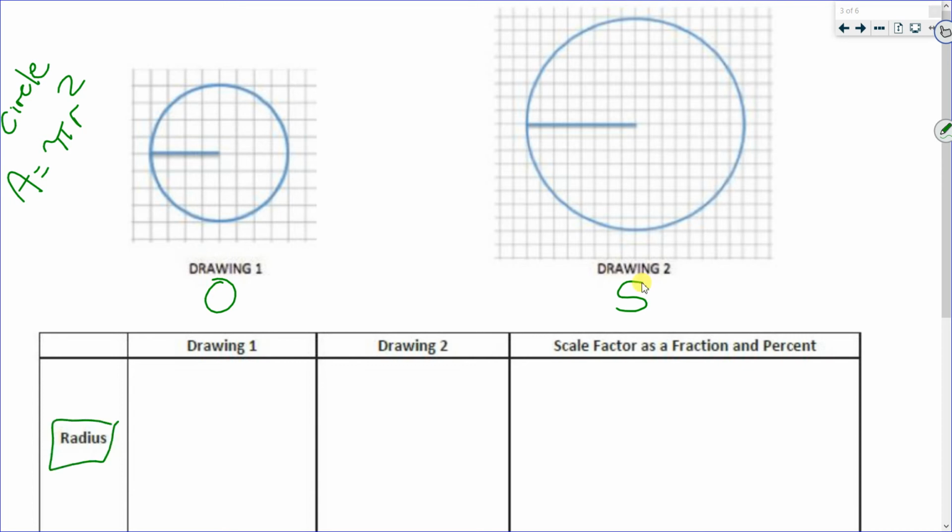I need to find the radius. Well, how do I find the radius? That's right. I start at the center and count outwards. So here's the center. That's 1, 2, 3, 4. So my radius of drawing 1 is 4 units. Okay, so drawing 2. 1, 2, 3, 4, 5, 6, 7, 8. So that's 8 units.